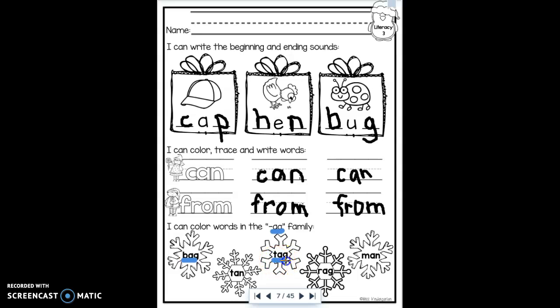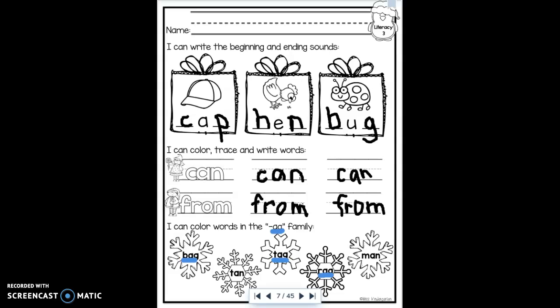T-ag. Tag. This one, R-A-G. There's the A-G again. Need to color that. That's R-ag. And then this one's an A-N at the end. That doesn't work. So I need to color bag, tag, and rag. They all end in A-G, and they all rhyme because they have the same ending sound. Bag, tag, rag. Good work.